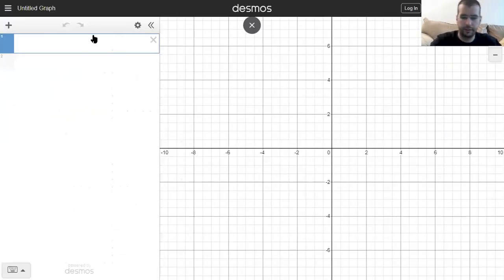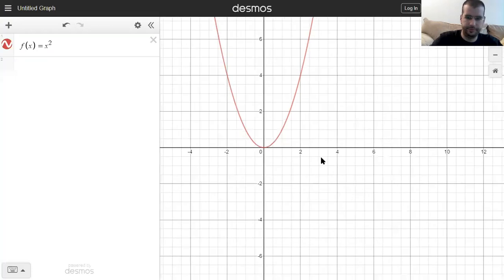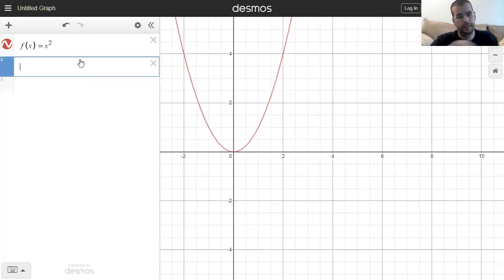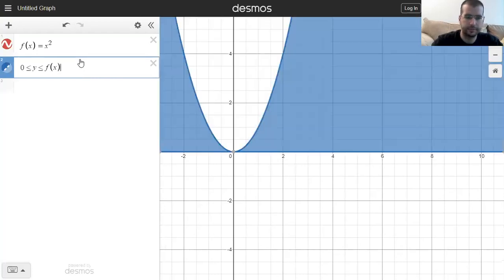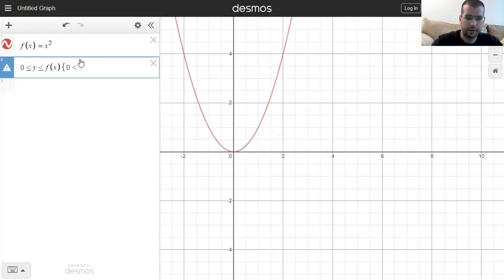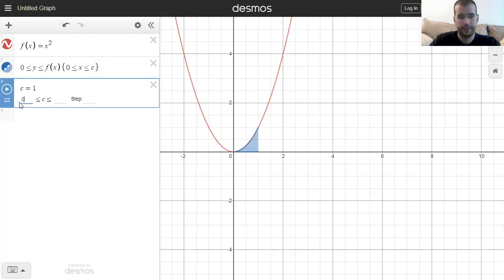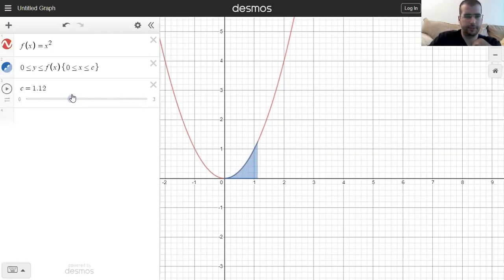So you have a function. Let's say x squared. And then I'm saying, look at the area under the graph. So as the number in here changes, I'm looking at a different area. So as I move the slider, the blue area changes. I get a different value for the area.